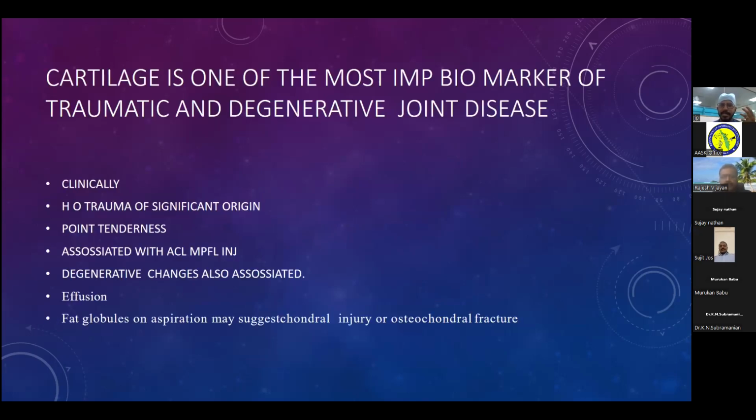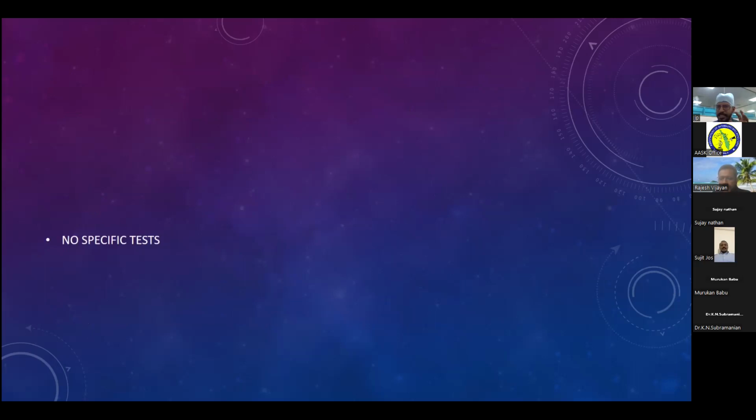Cartilage is the most important biomarker in traumatic and degenerative disease. Clinically, there is a trauma of significant origin and point tenderness, and ACL or MPFL injuries could be associated with a cartilage lesion. Degenerative tears are also associated with it. While aspirating, you can get fat globules, which might suggest a subchondral injury or subchondral fracture. There are not many specific tests for cartilage, because cartilage as such doesn't have any positive test which we can elicit to find a cartilage lesion.